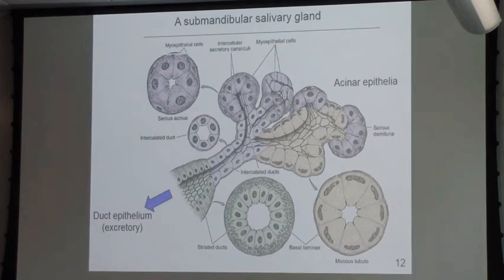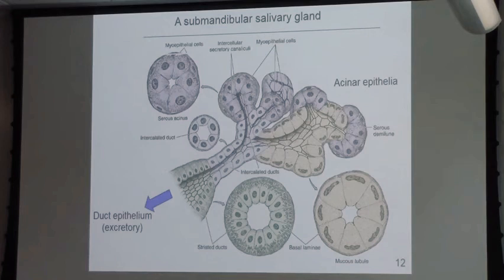I don't think you have to know any of the words on this picture. I just wanted to show you the picture of a salivary gland. It's a dead end, right? It's got a dead end that secretes. We're going to see this structure again and again: an epithelium surrounding a duct, and then the duct emptying into somewhere else. In this case, the mouth.